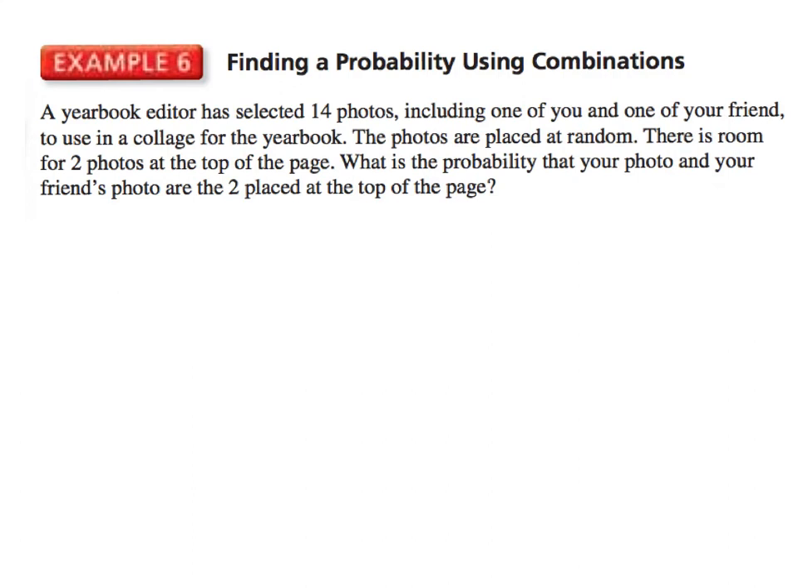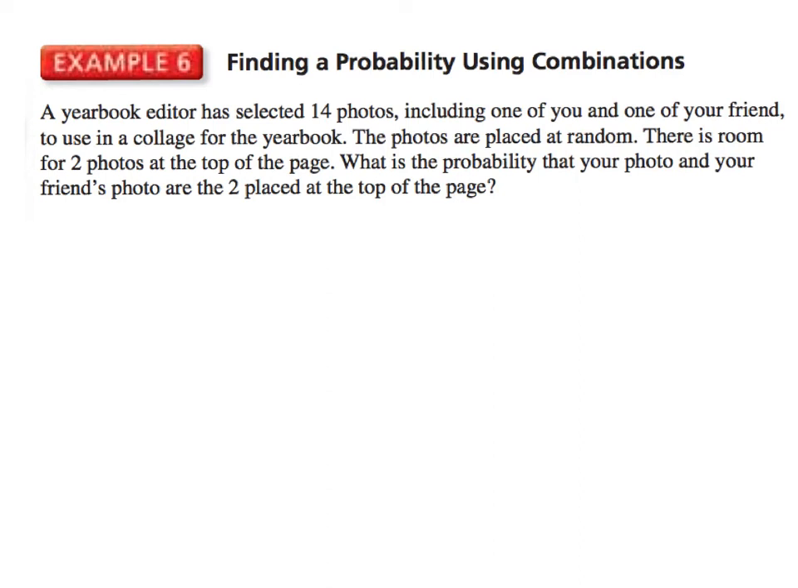Example 6. A yearbook editor has selected 14 photos, including one of you and one of your friend, to use in a collage for the yearbook. The photos are placed at random. There is room for 2 photos at the top of the page. What is the probability that your photo and your friend's photo are the 2 placed at the top of the page?